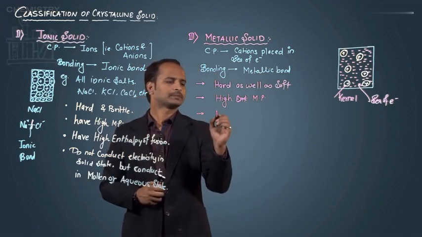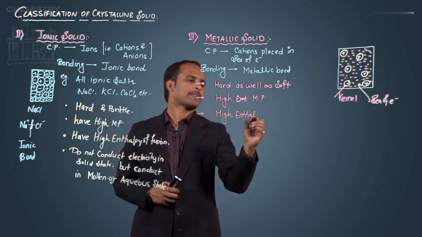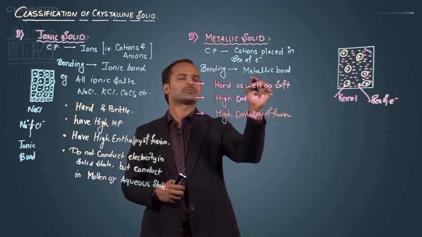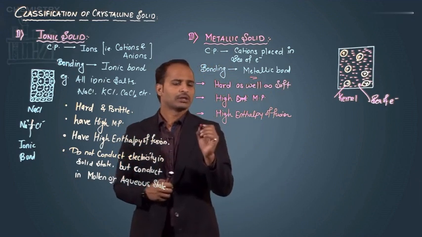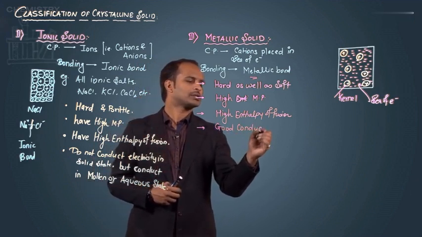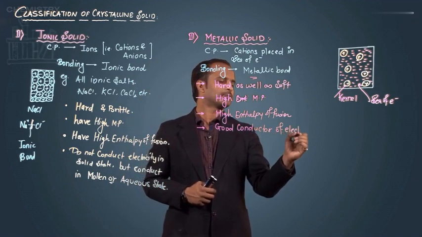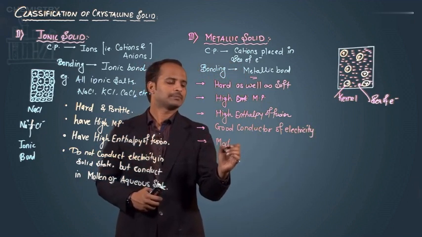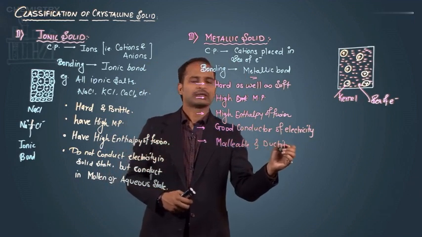Then third, they have high enthalpy of fusion, because the attraction present between the particles in a metallic bond is a strong attraction. They are considered good conductors of electricity in the solid state, and the reason behind it is the presence of free electrons. Fourth, they are malleable and ductile.